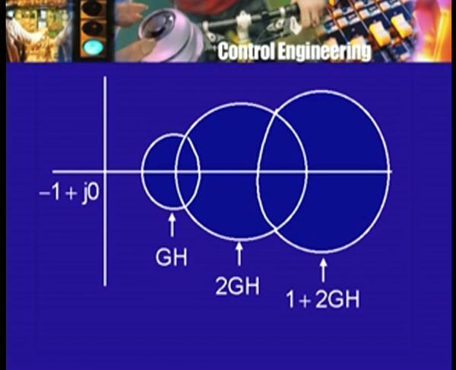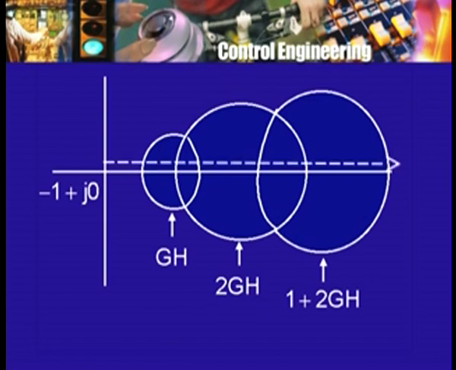What will be the plot of kgh? Kgh is a scaled version of this by the factor k. So let us say if k equal to 2, then what is going to happen? Each one of these points is going to be multiplied by 2. So in particular, this circle will be such that its center will now be at this point, and this circle will have double the radius. So this will be the plot of 2gh. If the plot of gh is like this, the plot of 2gh will be like this.